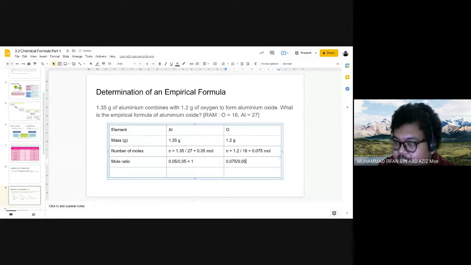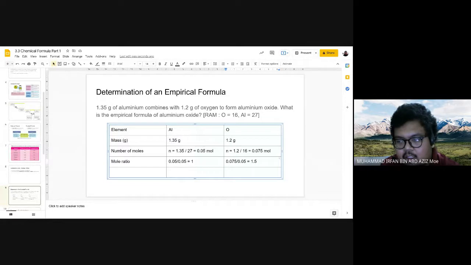If we have another element, say Cl, we divide by 0.05 also. But if the Cl is smaller, say 0.03, then we divide everything by 0.03. Okay, you divide 0.05 by 0.05, and 0.075 divided by 0.05, you will get 1.5. So this is the smallest ratio, but can we write it as Al O 1.5?